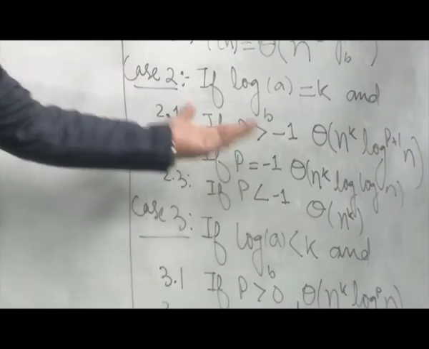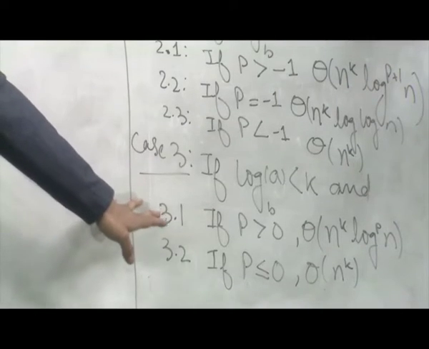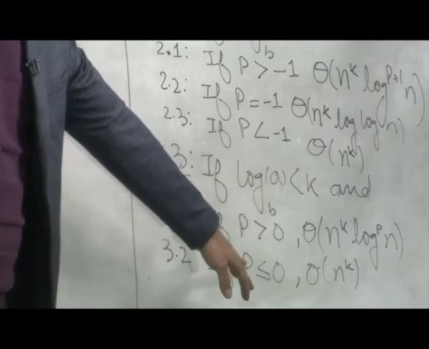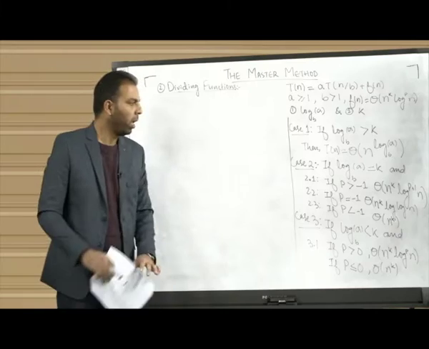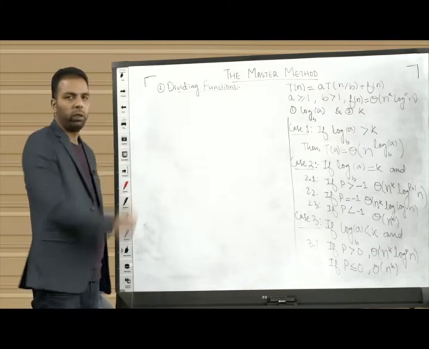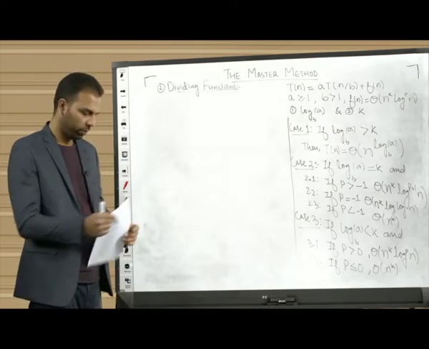If p is less than -1, it will be theta of n raised power k. And the same goes for case 3. But here we have only 2 cases, we don't have 3 cases. Means we have only greater than 0, and for less than or equal to 0, we have combined them. Okay. So now we will take examples and we'll see how we can use Master's theorem for decreasing functions.